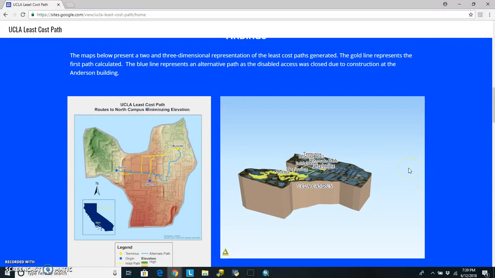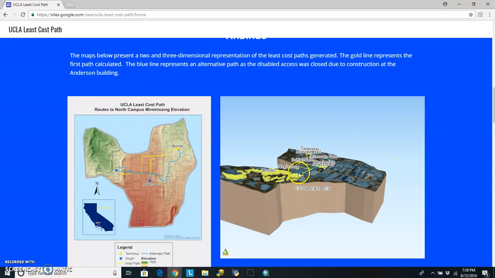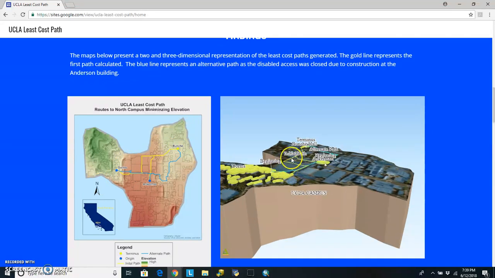The initial least cost path, from the elevation and distance perspective, is the most efficient path to North Campus. Unfortunately, the school has closed the disabled access route. This makes the alternative path the only suitable one.